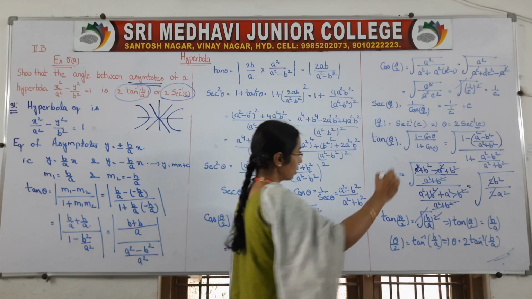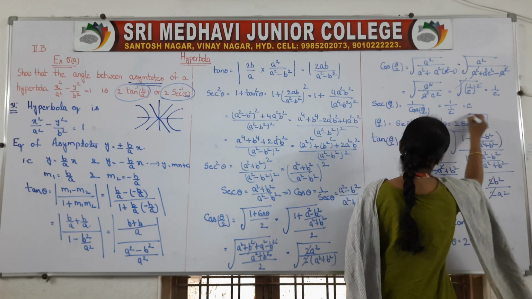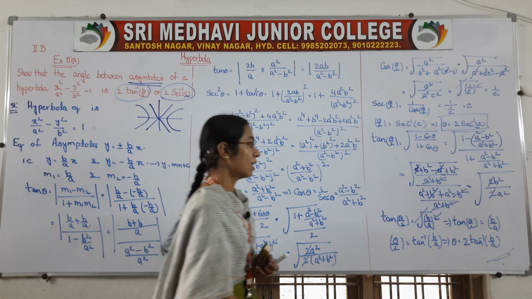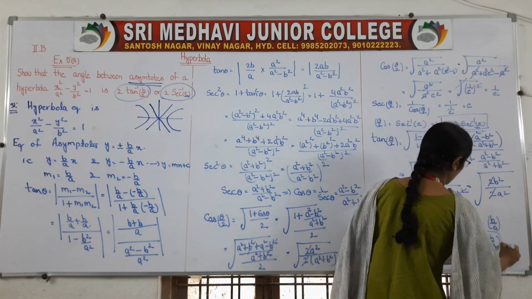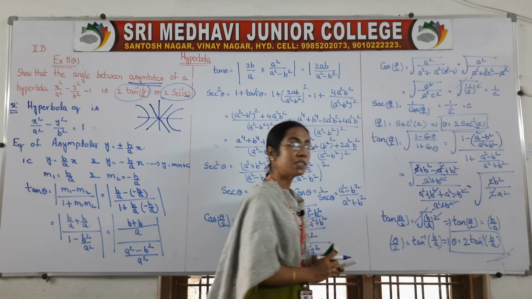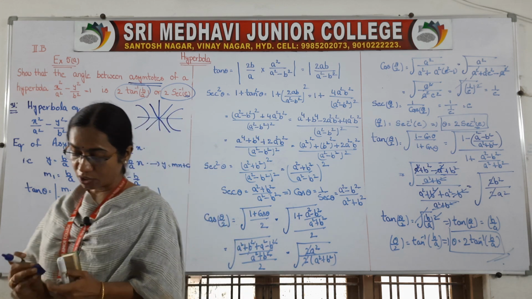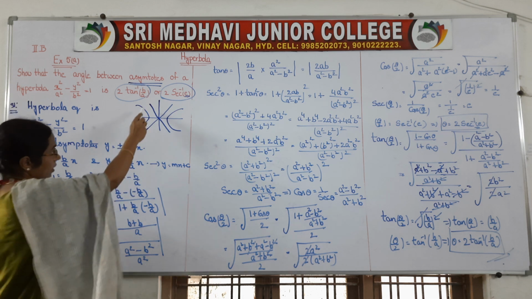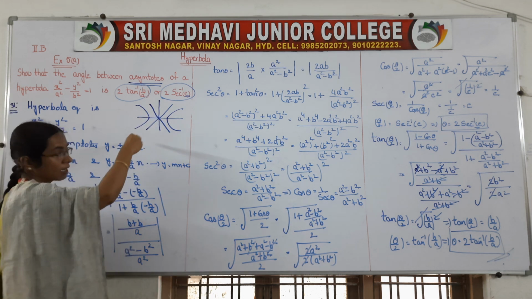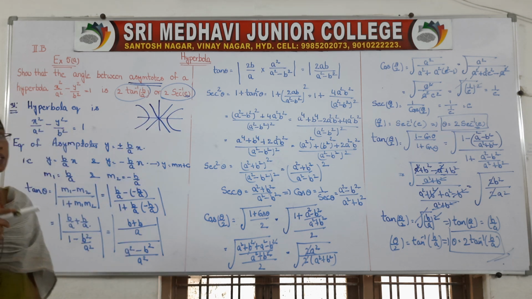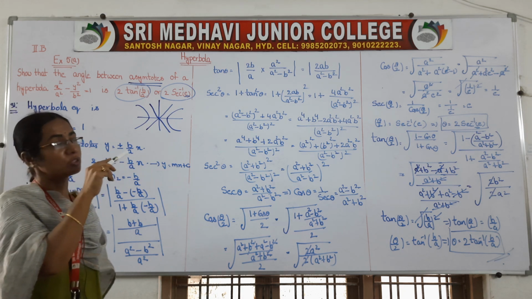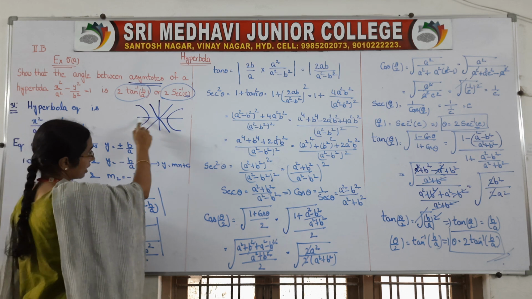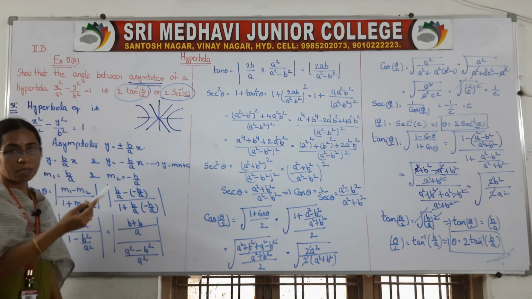So we got one angle as theta is equal to 2 secant inverse e, and another angle is 2 into tan inverse b by a. That is what we have to prove. So the angle between the asymptotes, these are called the asymptotes, non-vertical lines which pass through the center, and the point of intersection lies on the transverse axis of the hyperbola.